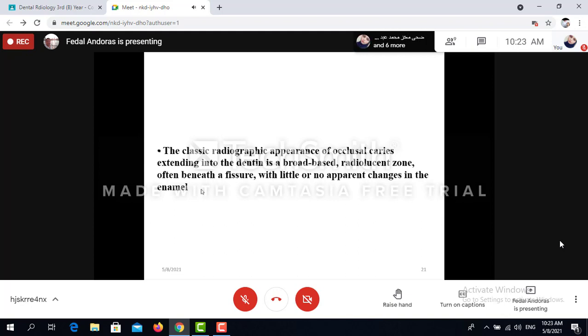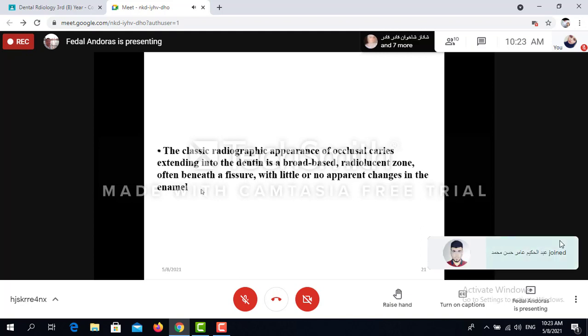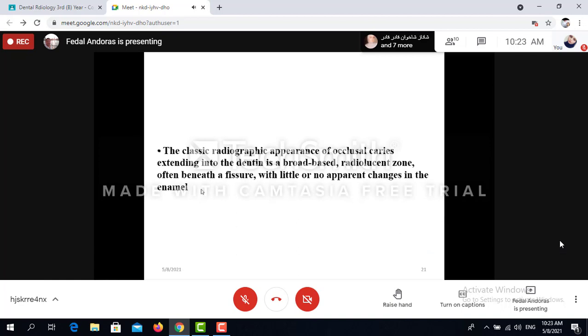Occlusal caries is exactly the same. You might not see it, it may not be detected on the radiograph, or maybe even just a pinpoint of caries, but the broad base is toward the dentino-enamel junction. So any small caries on the occlusal means there is a diffuse or advanced caries beneath it.